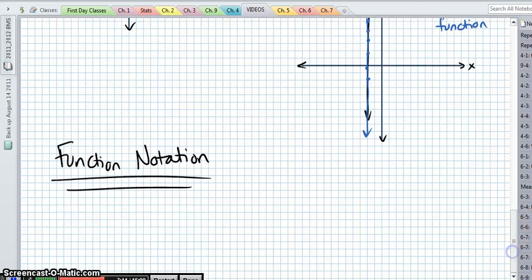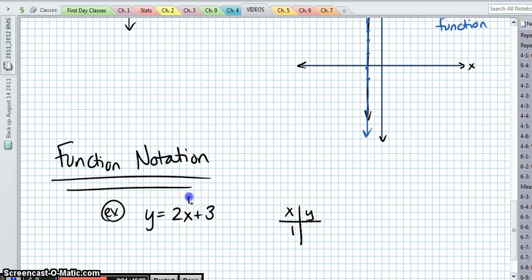So let's just see how we can write equations that we've worked with before involving y and x in function notation. So for example, we've worked with equations like these before. These are linear equations. Y equals 2x plus 3. We can create a table of values and figure out when we substitute a 1 in for x, what do you get for y? And you would get 5, and so on and so forth, and that's how we graphed them. So that's just a review.